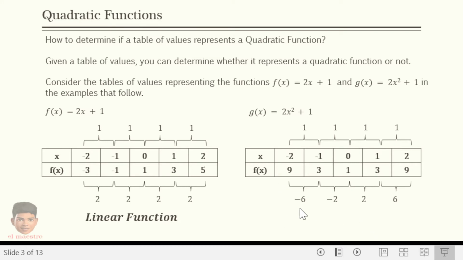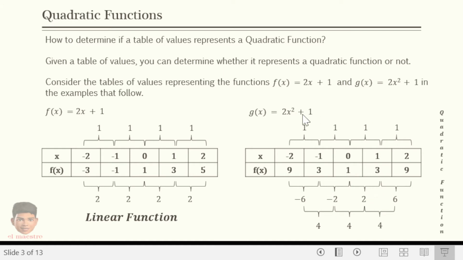I-subtract naman natin to, yung mga result natin. So, gagawin natin negative 2 minus negative 6, that is 4. 2 minus negative 2, that is 4. And 6 minus 2, that is 4. During the second time tayo nag-subtract, dun tayo nakakuha ng uniform difference na 4. Pag ganun yung setup, or pag ganun yung nangyari, then we say that this table is a quadratic function.